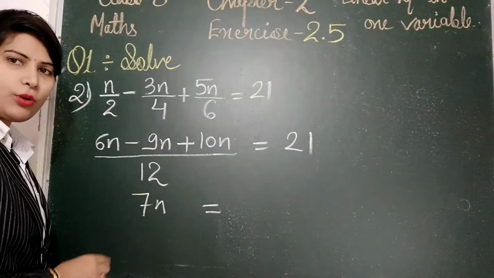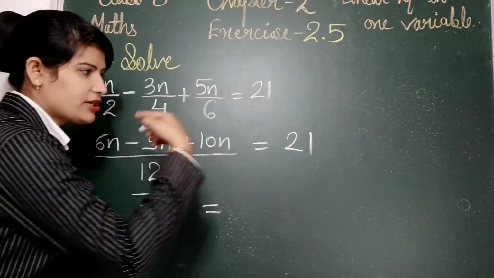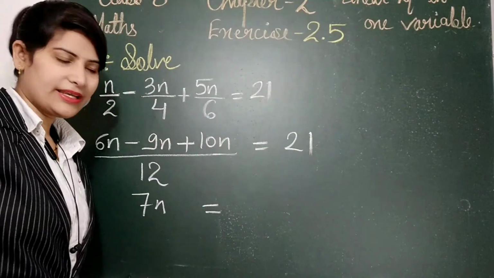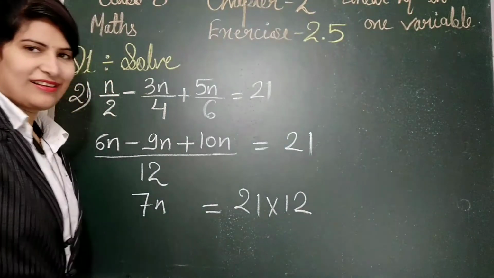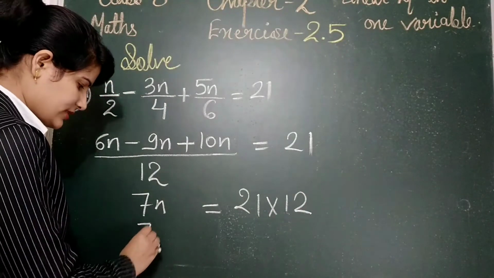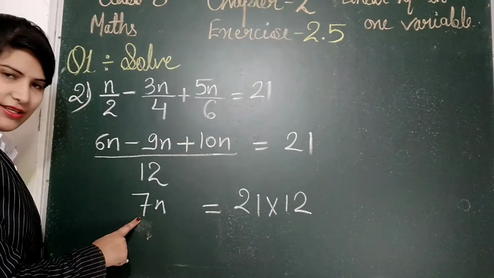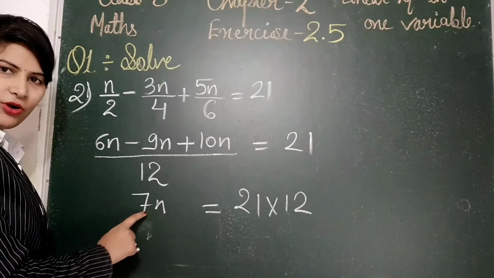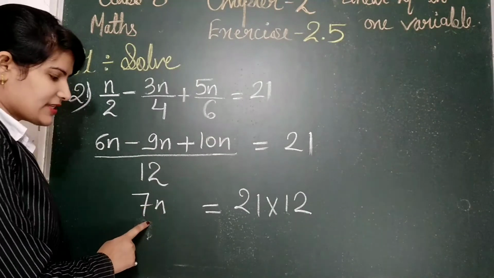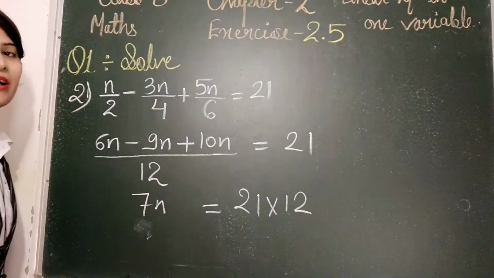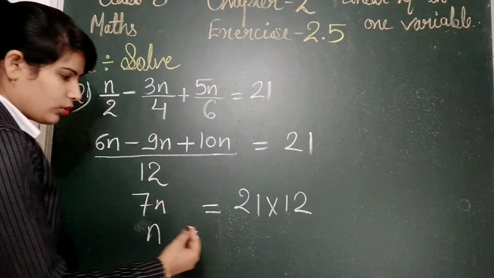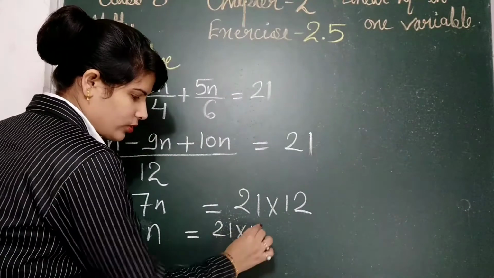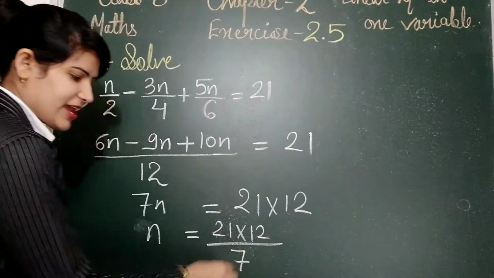So 12 is in the form of division, so it will convert on the right hand side to multiplication. So 21 multiplied by 12. Now 7 is in the form of multiplication, with the variable, so transfer the 7 to the right hand side. It will become n is equal to 21 into 12 upon 7.